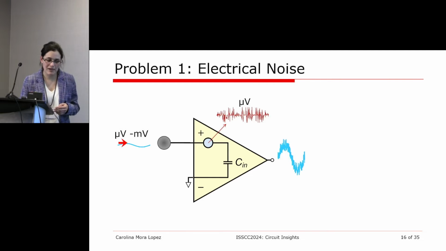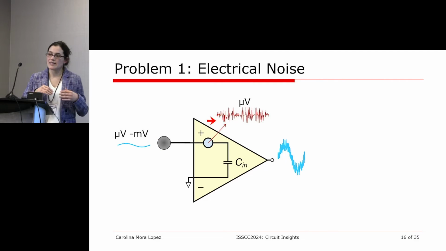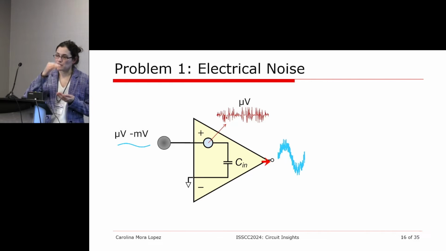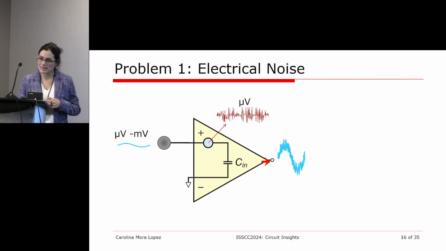So if you apply a very clean small signal that ranges from microvolts to millivolts to your amplifier through an electrode, and your amplifier also generates noise in the microvolt range, what you will have at the output is a very noisy analog signal that is amplified, but where your information in amplitude is already somehow corrupted by this noise. So how can we mitigate this?